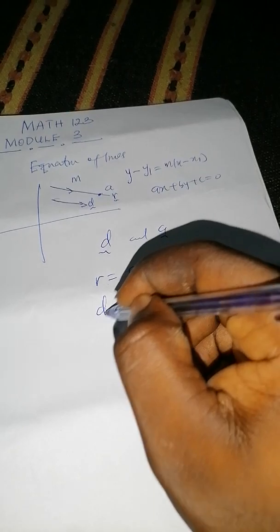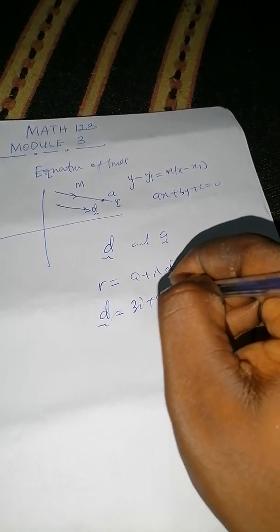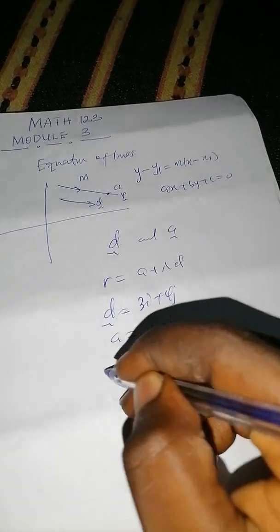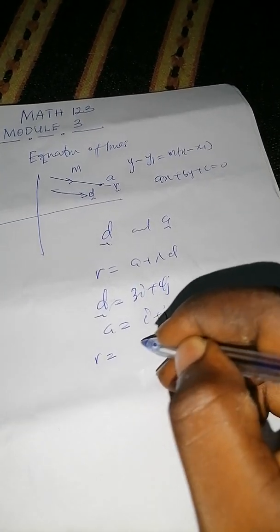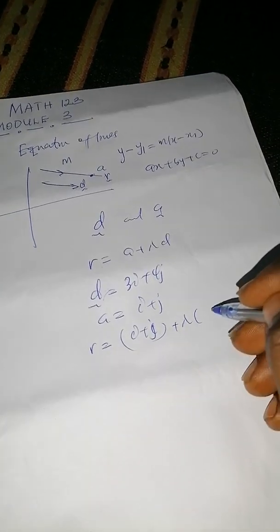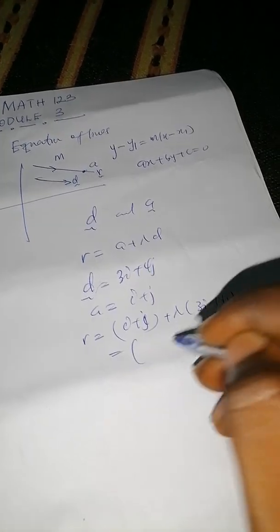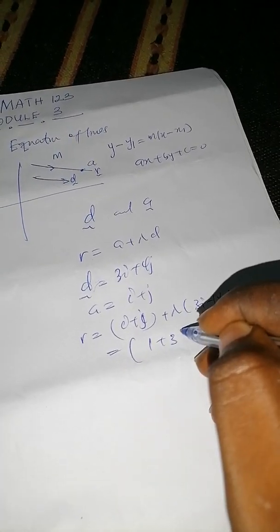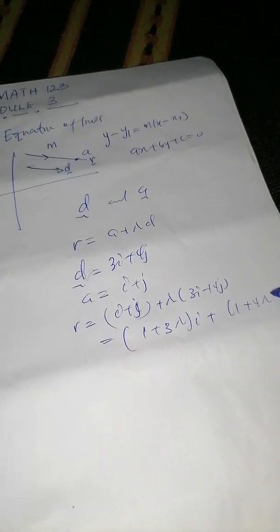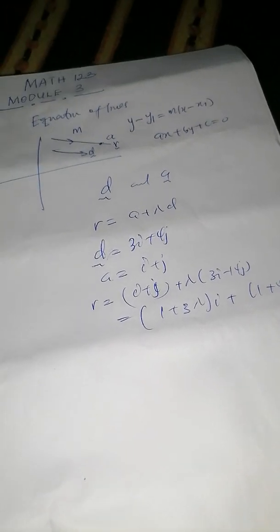Now let's take a quick example. Suppose the direction vector of a line is, let's say, 3i plus 4j, and the point on the line is, let's say, i plus j. That means the equation of the line is r equals i plus j plus lambda times (3i plus 4j). This means the equation of the line is r equals (1 plus 3 lambda)i plus (1 plus 4 lambda)j, and that tells you the equation of this line. It's as simple as that.